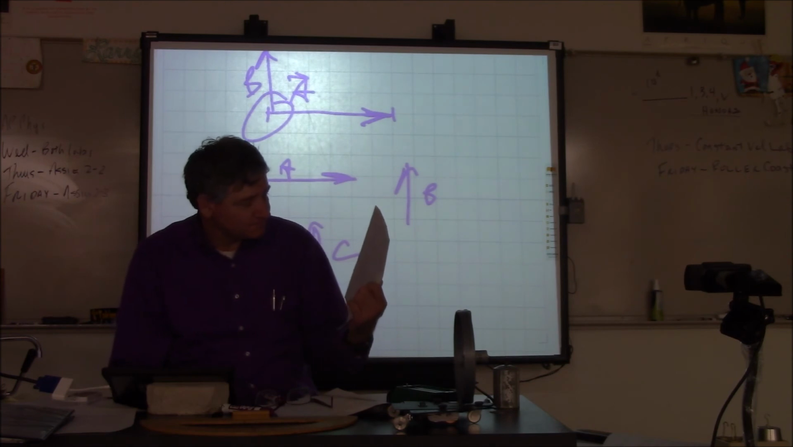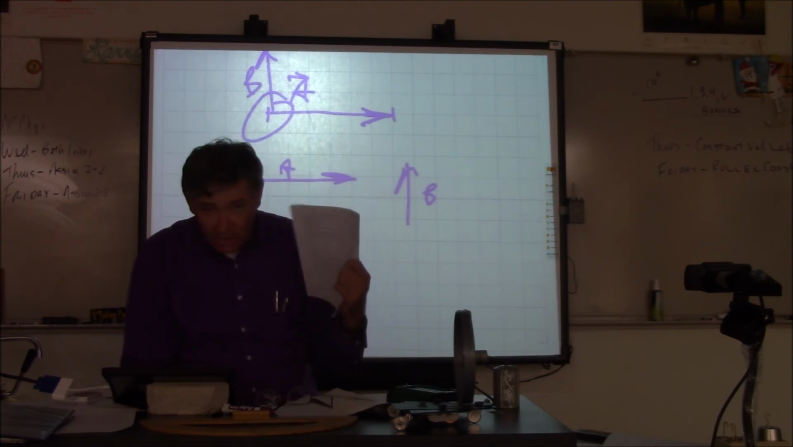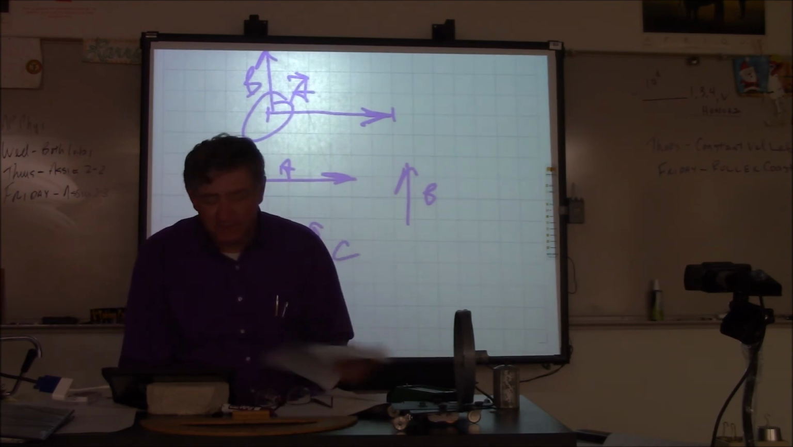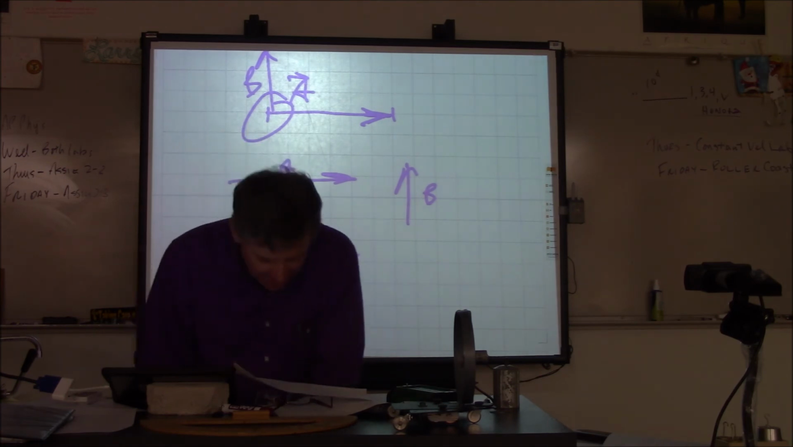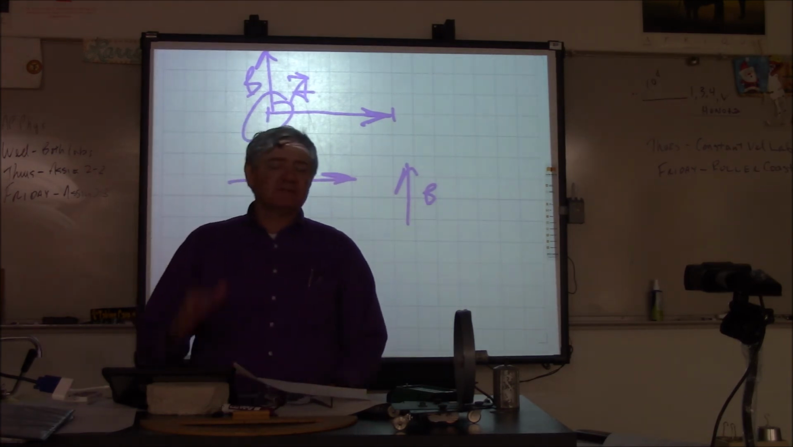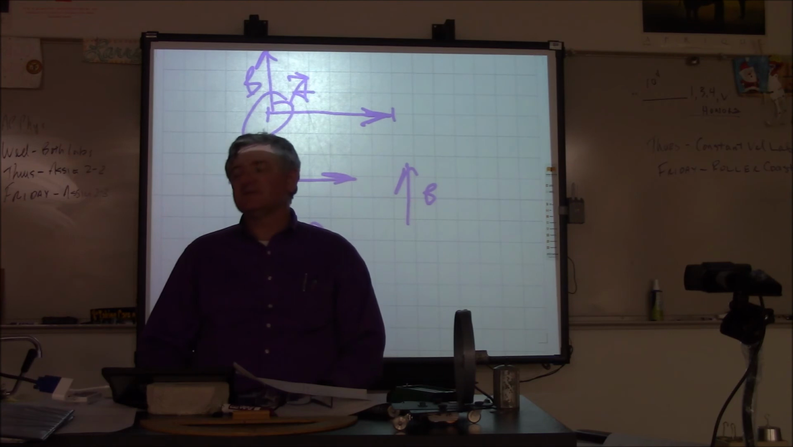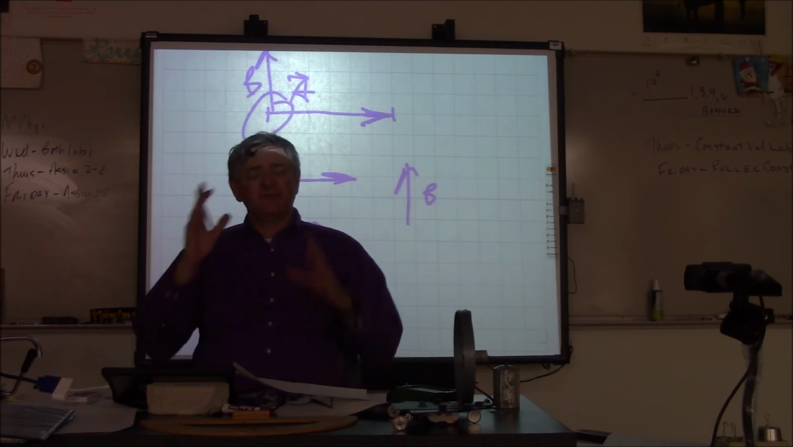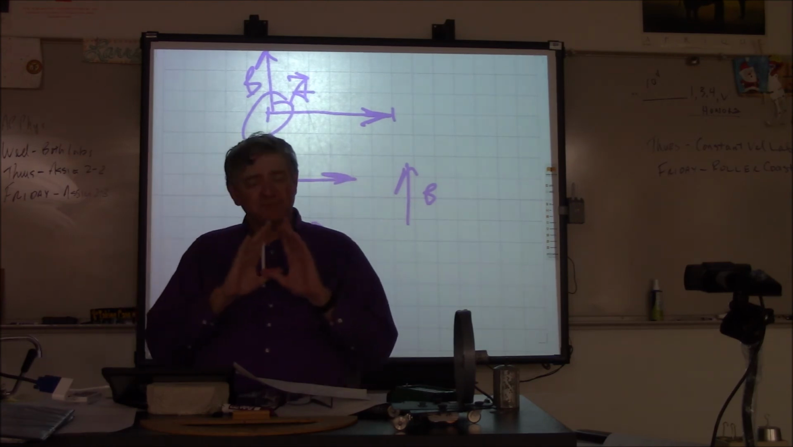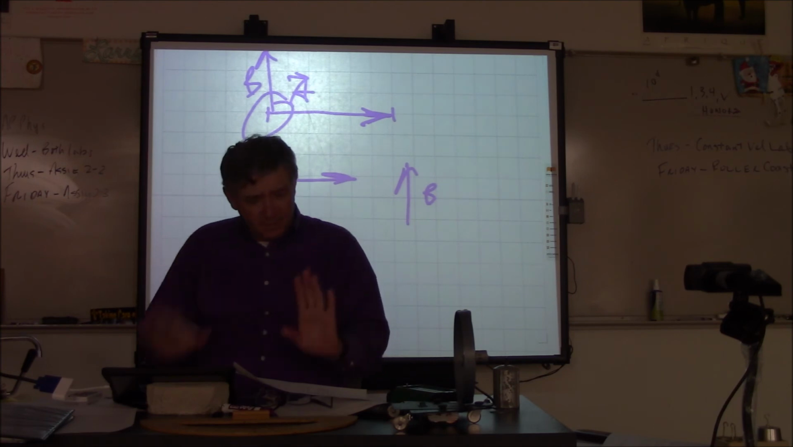Okay. Now, once you get that done, make sure that you label these vectors, especially because you're going to be taking pictures of these. Label them, keep everything completely separate, keep everything very organized, please, I beg of you.